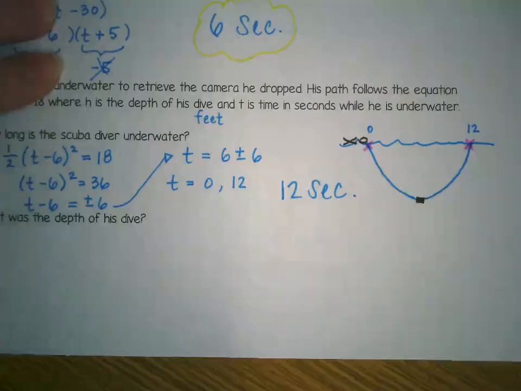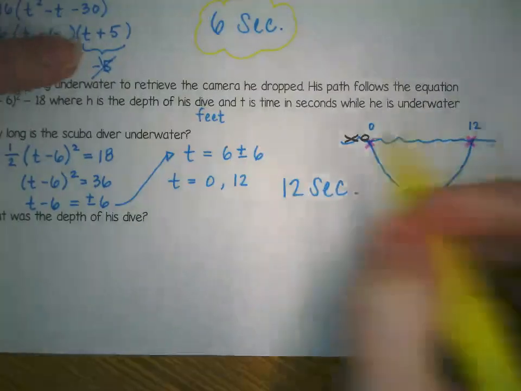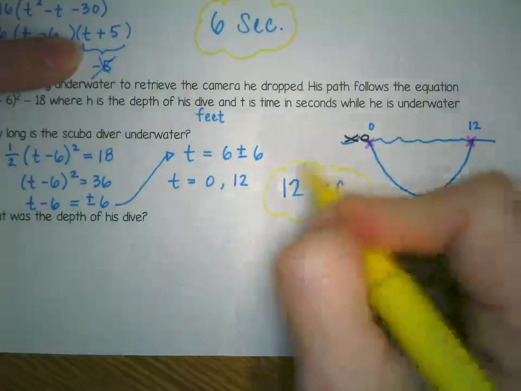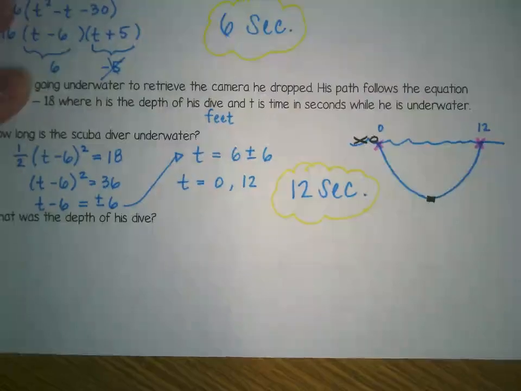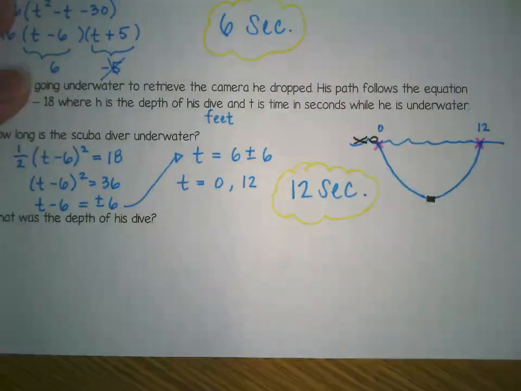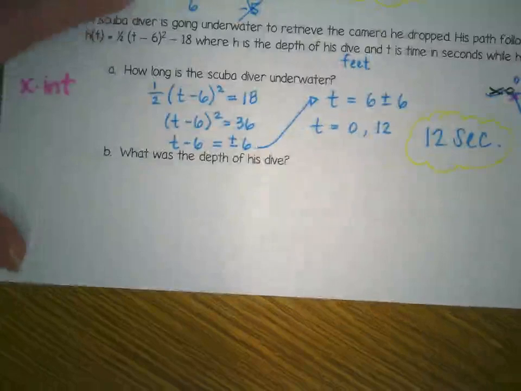So if you're noticing, hopefully all we keep doing is either finding the vertex or finding the x-intercepts. That's it. That's all we keep doing over and over, just different numbers.